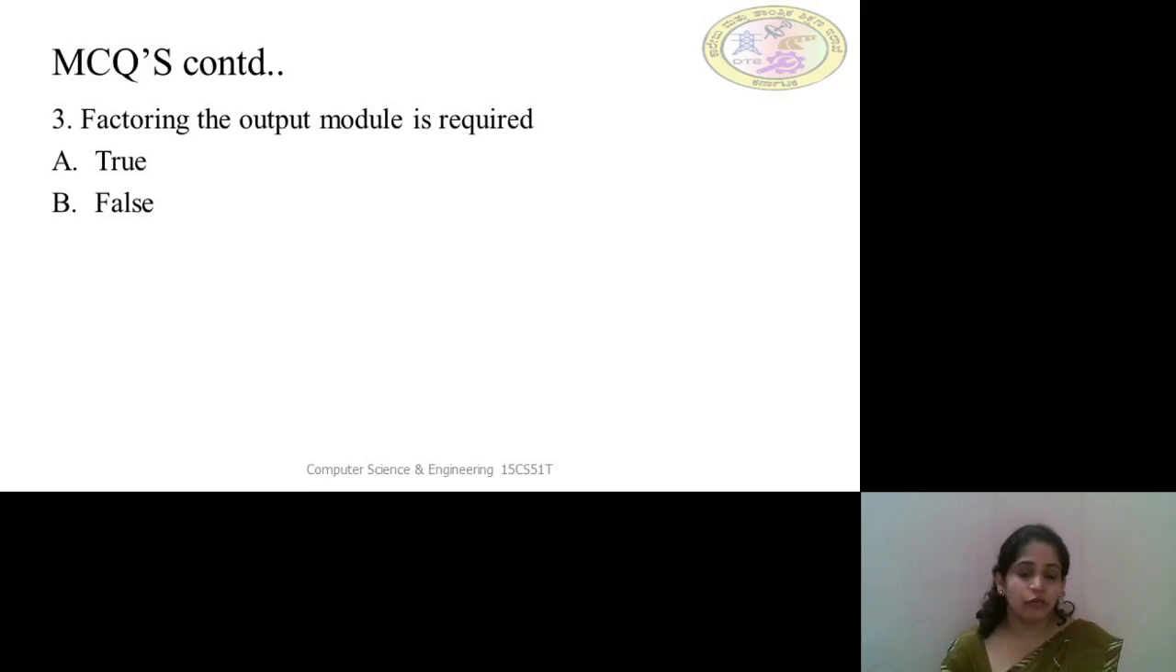Question number 3, factoring the output module is required. Option A, true. Option B, false. In the DFD problem, we know that factoring of the output module is not required because the output we got is count. The count is a most abstract output, that is, it will no longer be considered as an output. So further factoring of the output module is not required in our example. So the best option here is option B, that is false. It is no longer required.